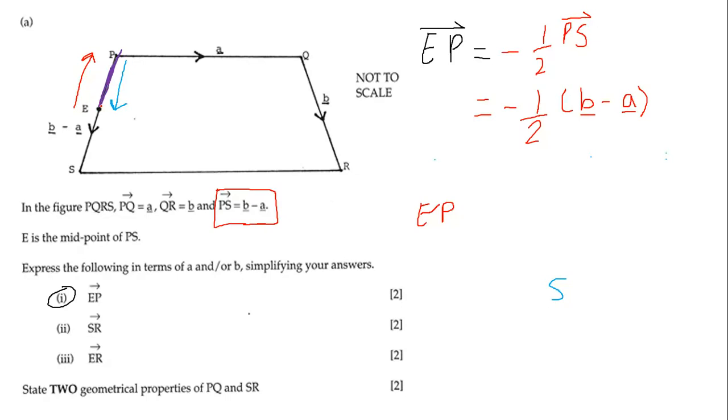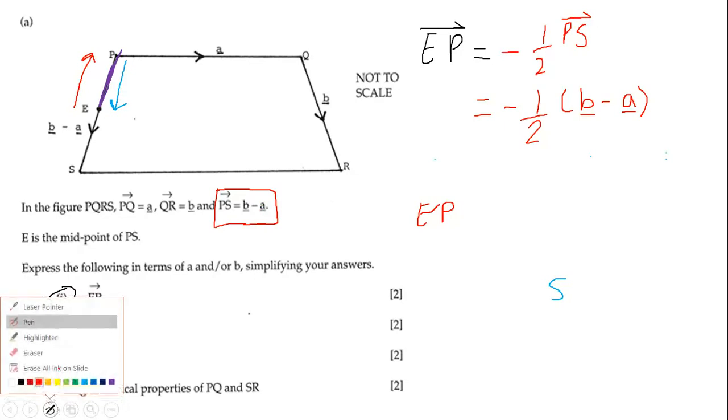Again, the line segment EP is indeed half of PS. But the vector EP, right? The vector EP is going in the opposite direction of PE. So therefore it must be negative a half of PS, right? And so what is PS? PS is B minus A, just like how we saw there. PS is B minus A.